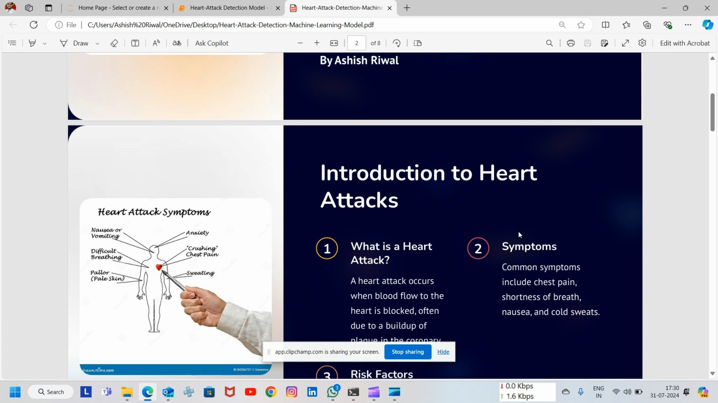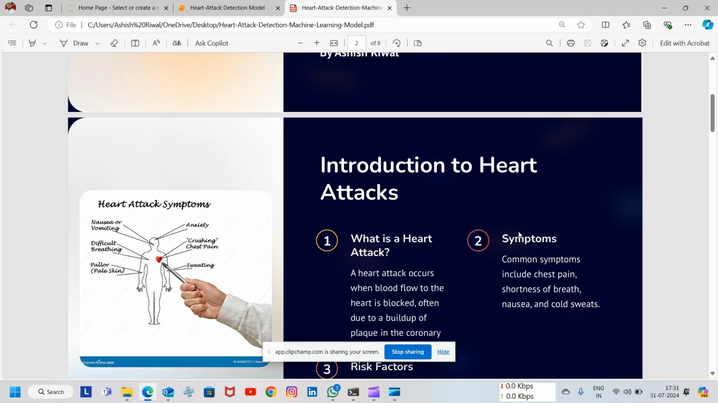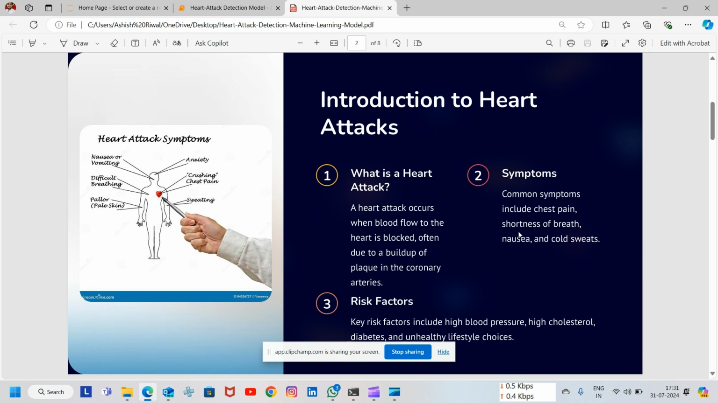The second slide is about the introduction to heart attacks. Means what is a heart attack? Basically, as we all are very aware of heart attacks, a heart attack occurs when the blood flow to the heart is blocked, often due to a buildup of plaque in the coronary arteries. Whenever the blood supply to the heart is blocked, there will be a heart attack. And these problems are all due to the buildup of plaque, or say the fat, in the arteries.